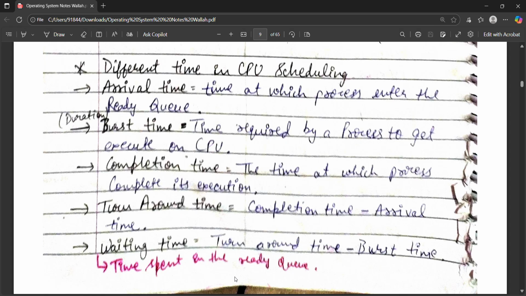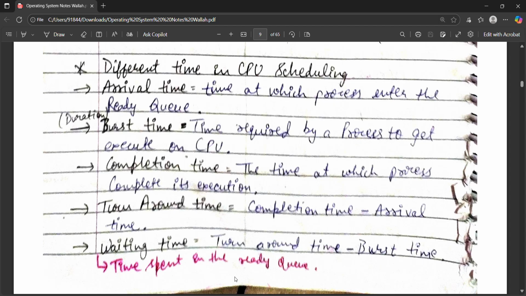Next is completion time. The name itself suggests it: the time at which the process completes its execution is the completion time. If I arrive at 10:30 in the ready queue, my arrival time will be 10:30. And if I terminate, having completed my execution at 10:40, it basically takes 10 minutes, so 10 minutes from 10:30 to 10:40 is our burst time. Arrival time is 10:30 and completion time is 10:40, because I have completed my execution.